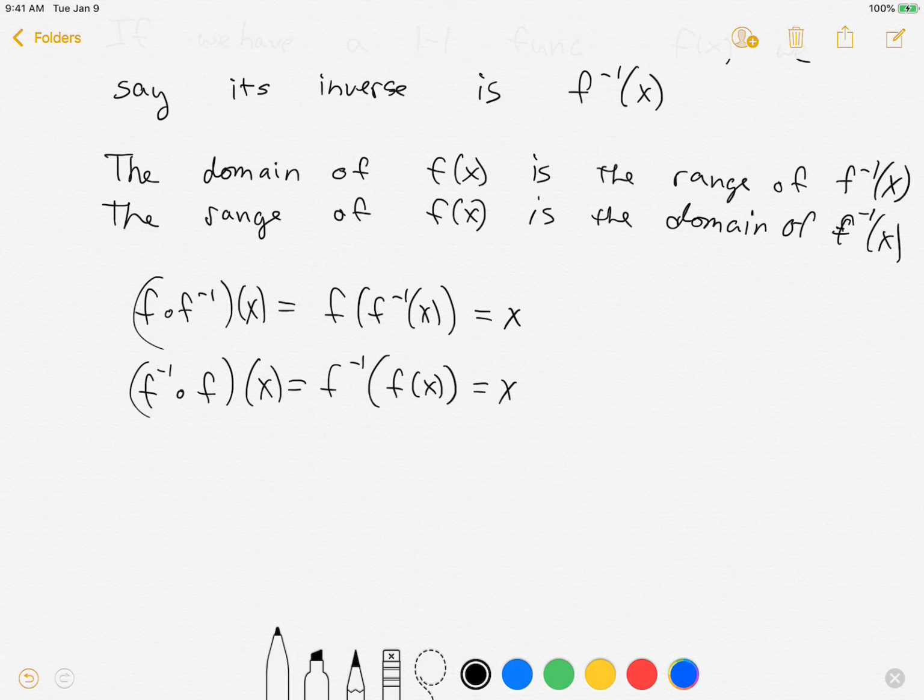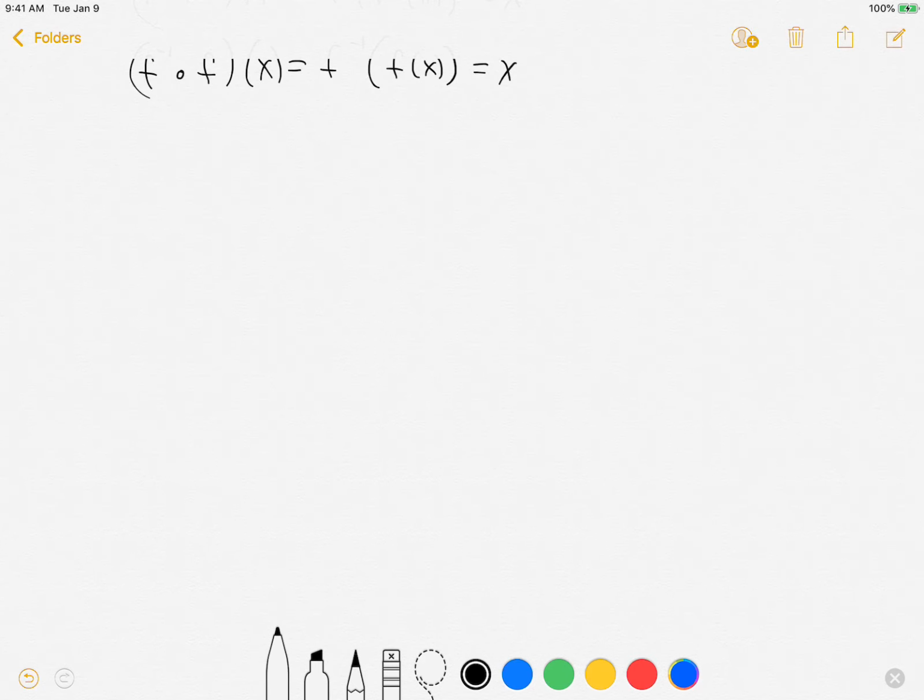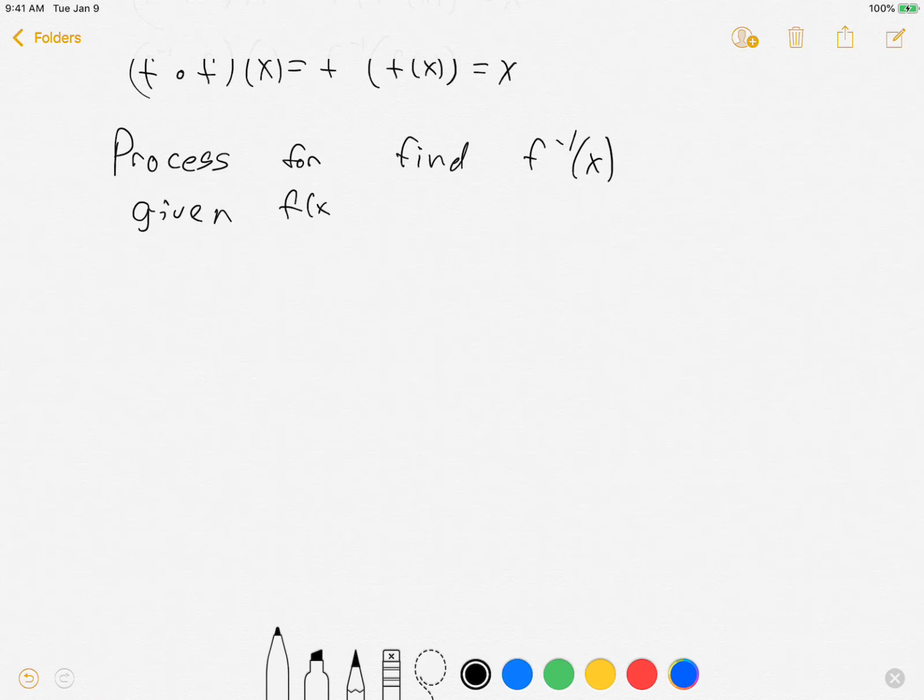Okay? So, we have a little process for finding f inverse of x. Given f of x is 1 to 1. That's important. It has to be 1 to 1. Okay, so first we can just graph it, and by visual inspection we can determine if it's 1 to 1. That's the first step.